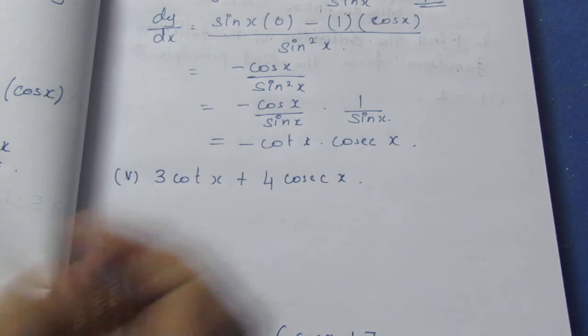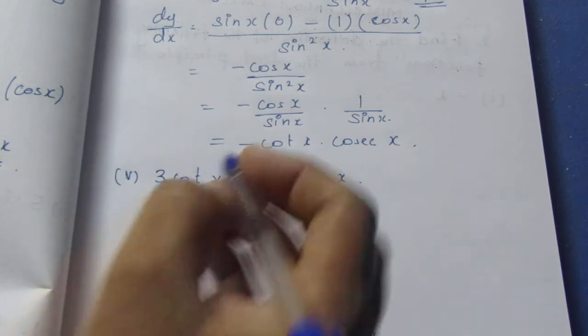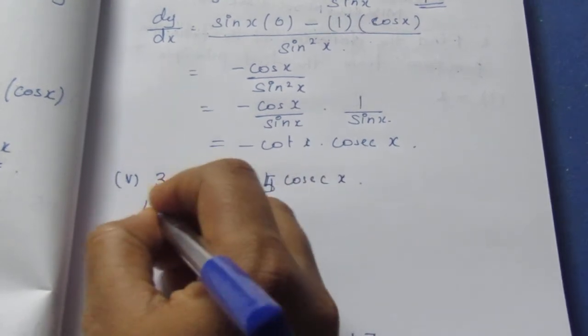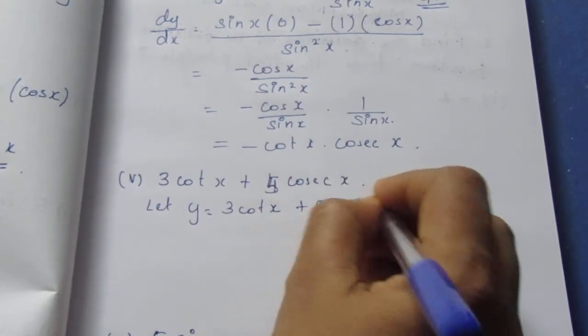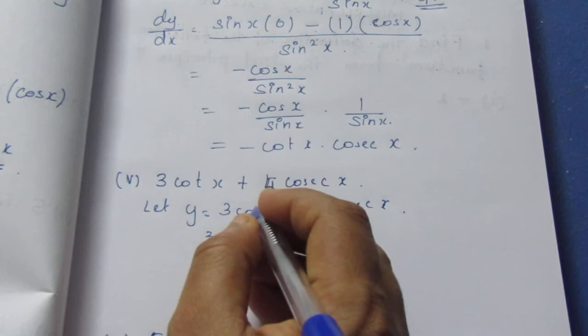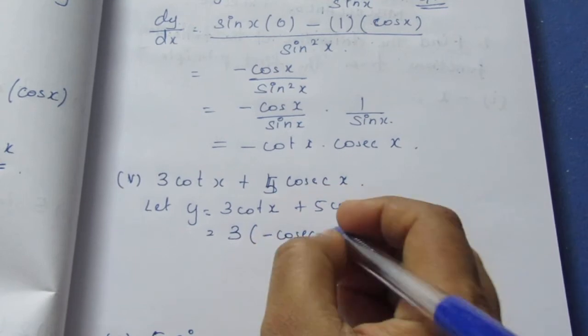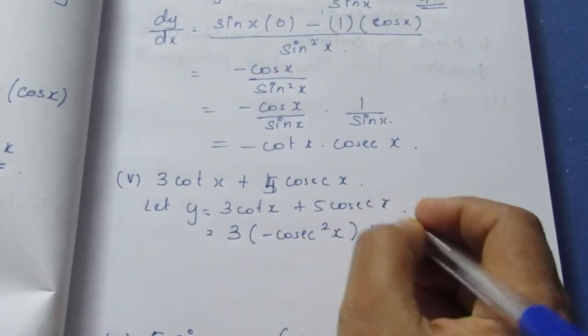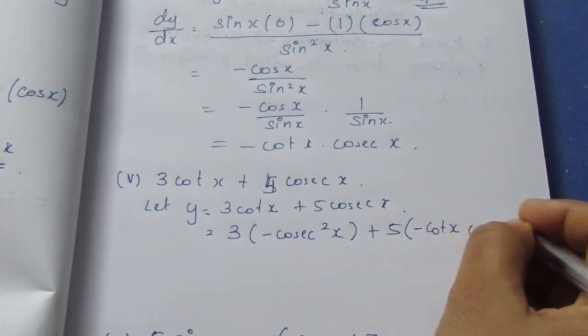Sorry, 5 cosecant x. Now we are going to do it separately. Let y is equal to 3 cot x plus 5 cosecant x. So we know the value for cot x, it is minus cosecant square x. So 3 into minus cosecant square x, the differentiation of cot x, plus 5 into, just now we found it to be minus cot x cosecant x.